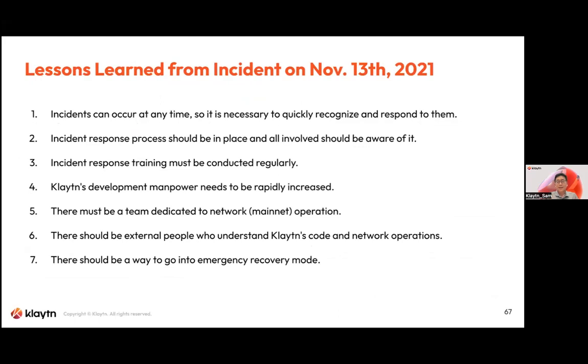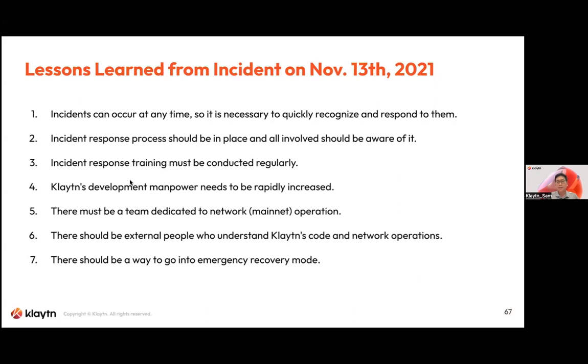So what we learned from that incident was like this. Incidents can occur at any time, so it is necessary to quickly recognize and respond to them. But the third one is what I'd like to emphasize: we need regular training for incident response, because we had this significant outage in 2021. Since then, we didn't have a significant one. For more than 1.5 years, we didn't experience any significant outage. That means people and operators might be loose in responding to this kind of accident. So we need regular training or a regular drill to be ready for that incident.